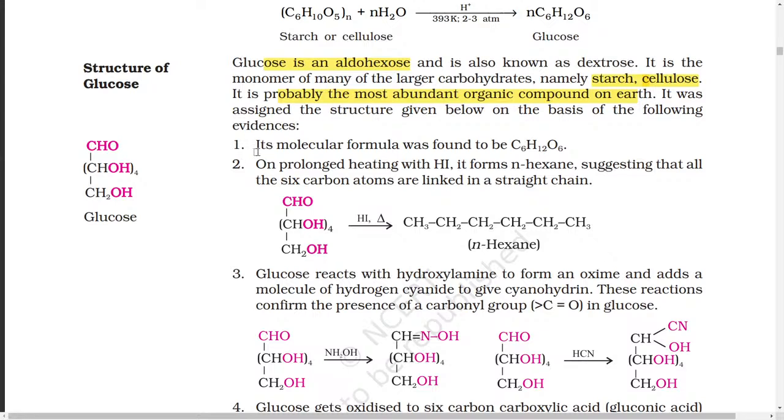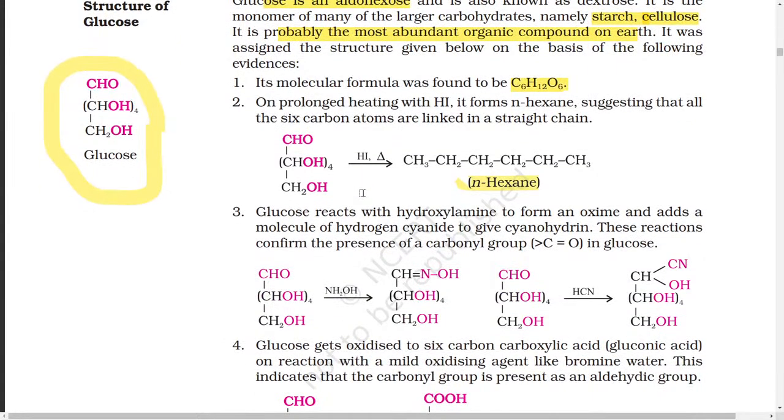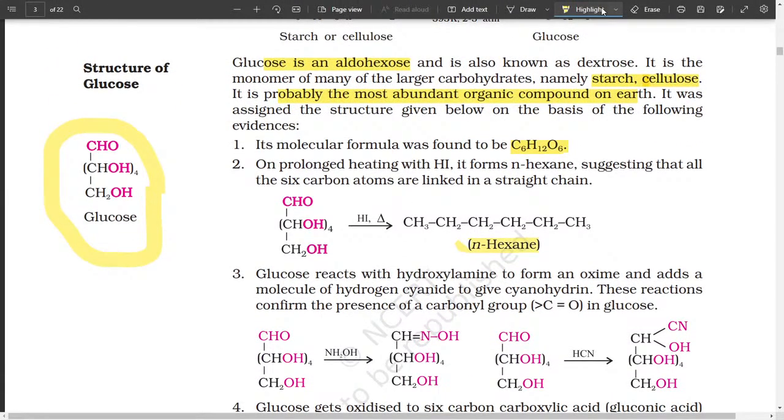One, its molecular formula is C6H12O6. This is the structure of glucose: CHO, (CHOH)4, CH2OH. On prolonged heating with HI, it forms n-hexane, which shows that all six carbon atoms are linked in a straight chain. These are very important.